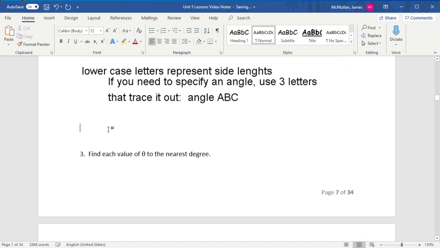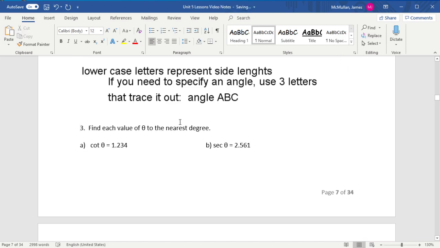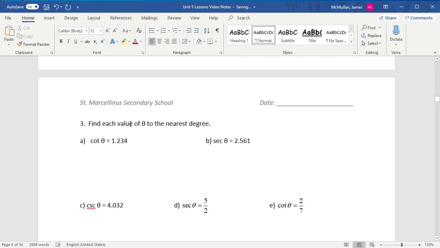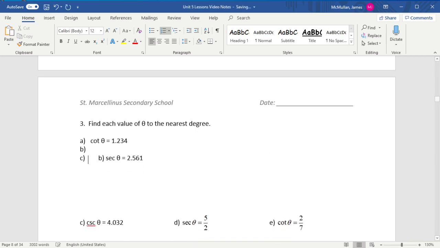Now it says for question 3, oh sorry, question 3 is a different question. It says find the value of theta to the nearest degree. All right, so let's do that. How do you get the angle when they give you the ratio? Again, think back to where we started today.